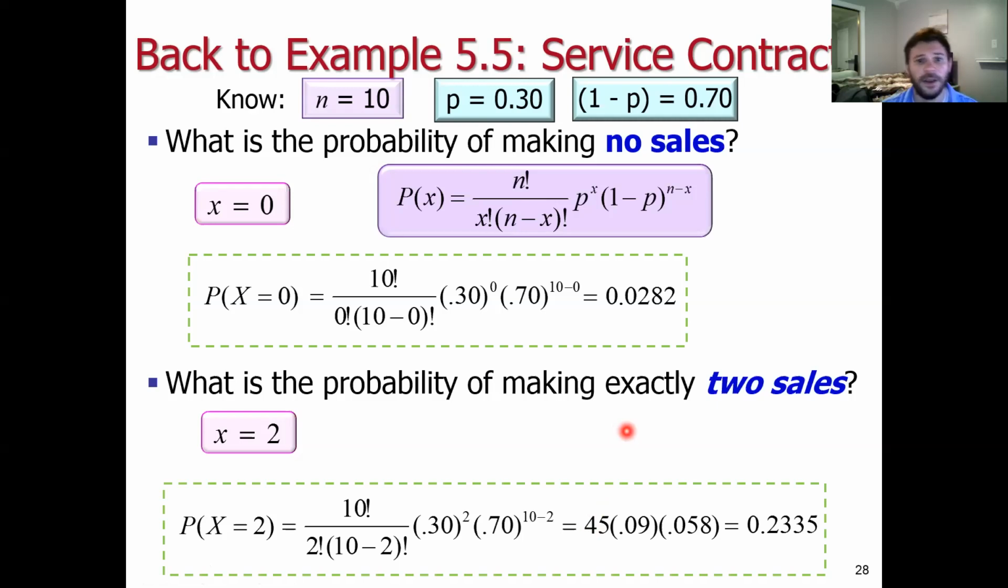23.35%. Now, this is all well and good, but you can imagine if I wanted to know what's the likelihood that he makes 2 or 3 successful calls.